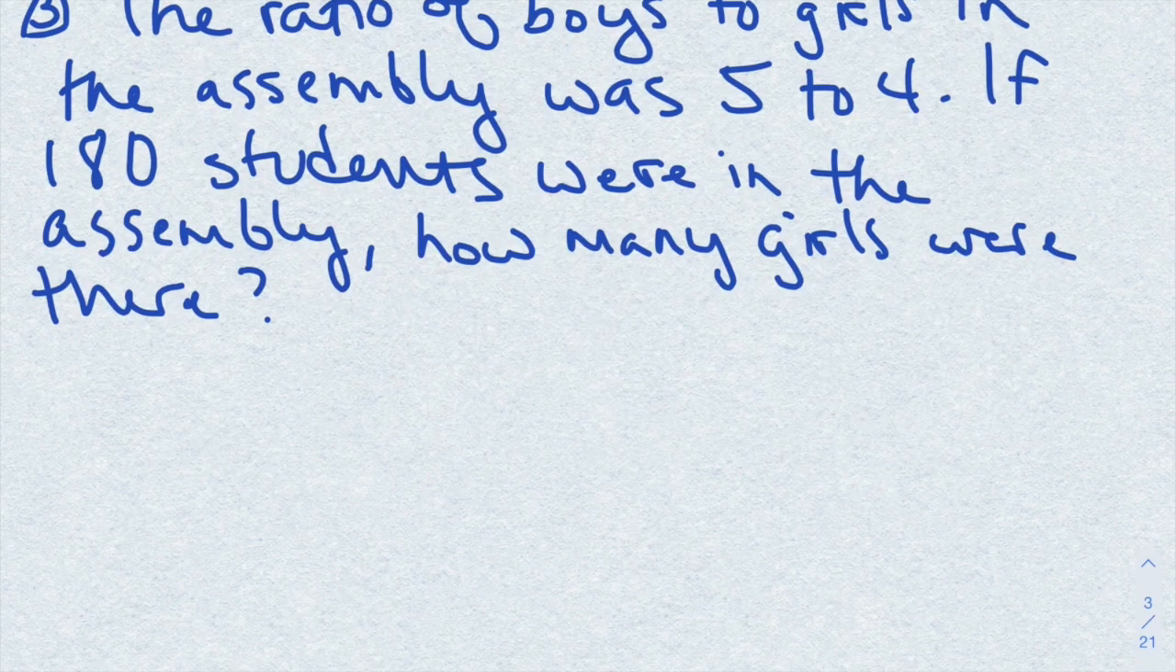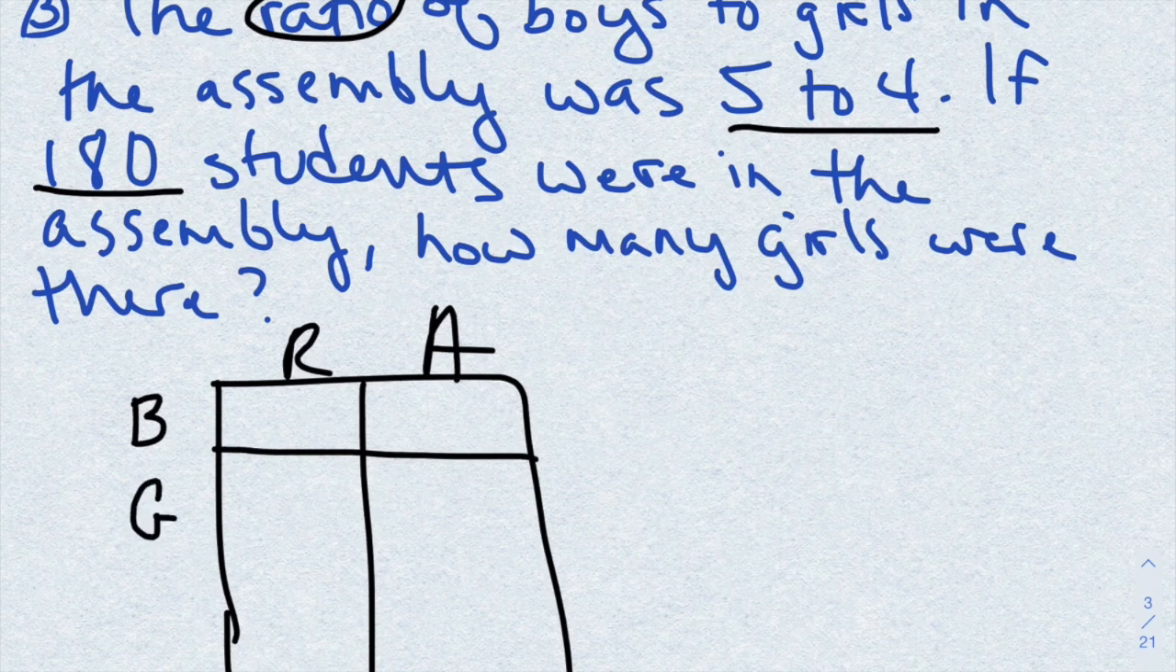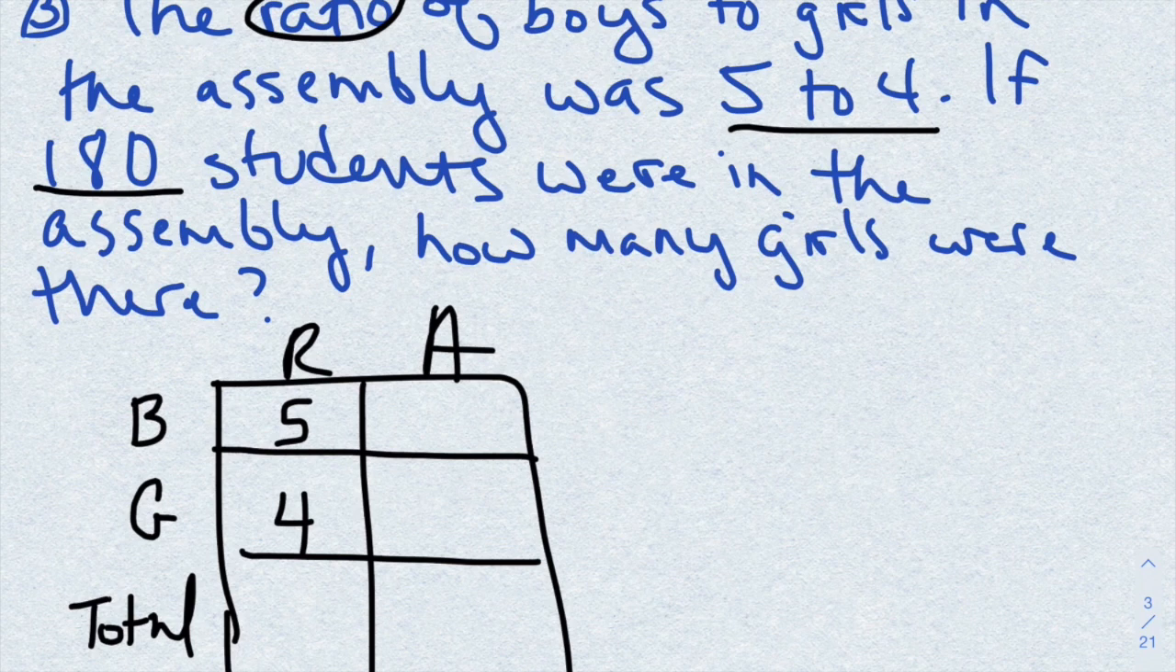Okay, next question. The ratio of boys to girls in the assembly was 5 to 4. If 180 students were in the assembly, how many girls were there? Well, ratio tells me I need to make a ratio box. Ratio and actual. I'm looking at boys to girls, and I'm going to have a total too. Ratio we said is 5 boys to every 4 girls, and the actual total number of students is 180.